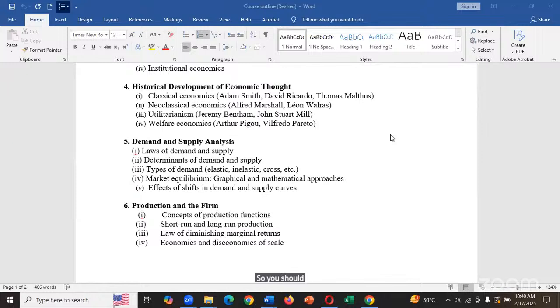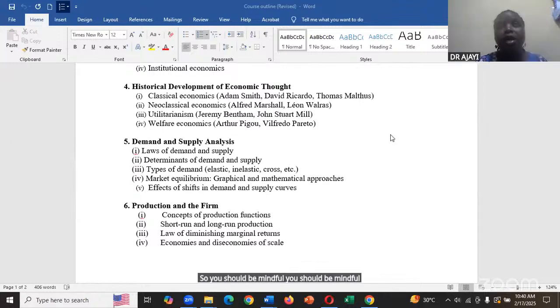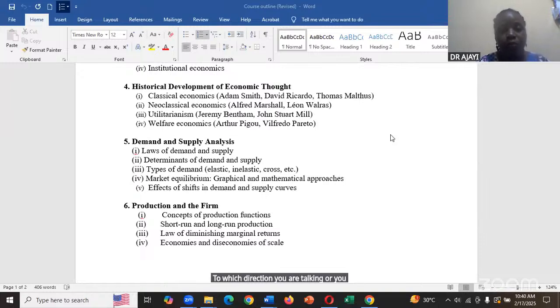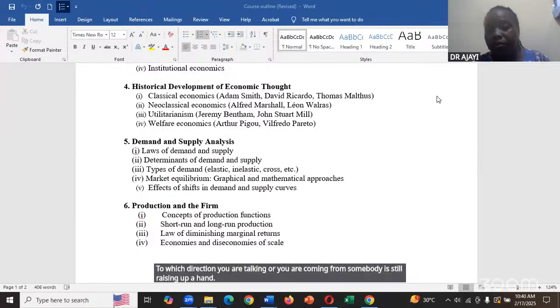You should be mindful when we are talking about change in demand, change in supply. When we get to that aspect, please be mindful of the left to the right. You should be mindful of which direction. It depends on which direction you are talking about or coming from. Somebody is still raising a hand. Omileye.